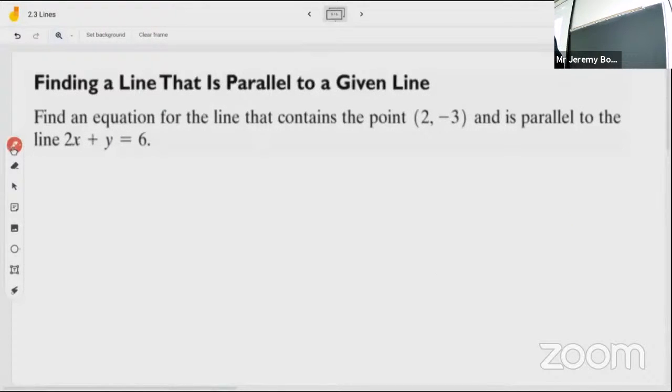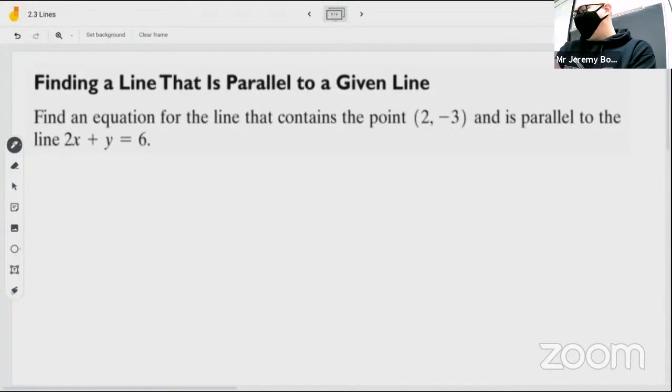If there is a line that's written as 2x plus y is equal to 6, that's the equation of a line given to us. And we want to find a line that's parallel to that line, but contains the point (2, -3). How can we do that? We could graph it, yeah, and then do what? Plug the x and the y into x and y.